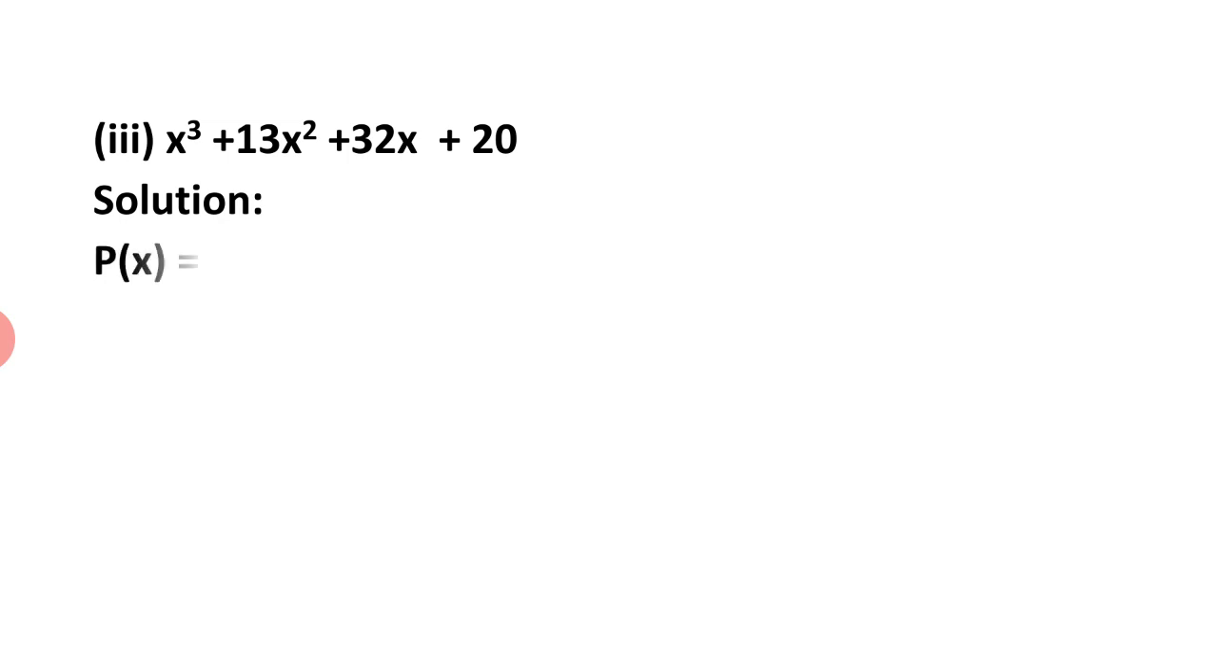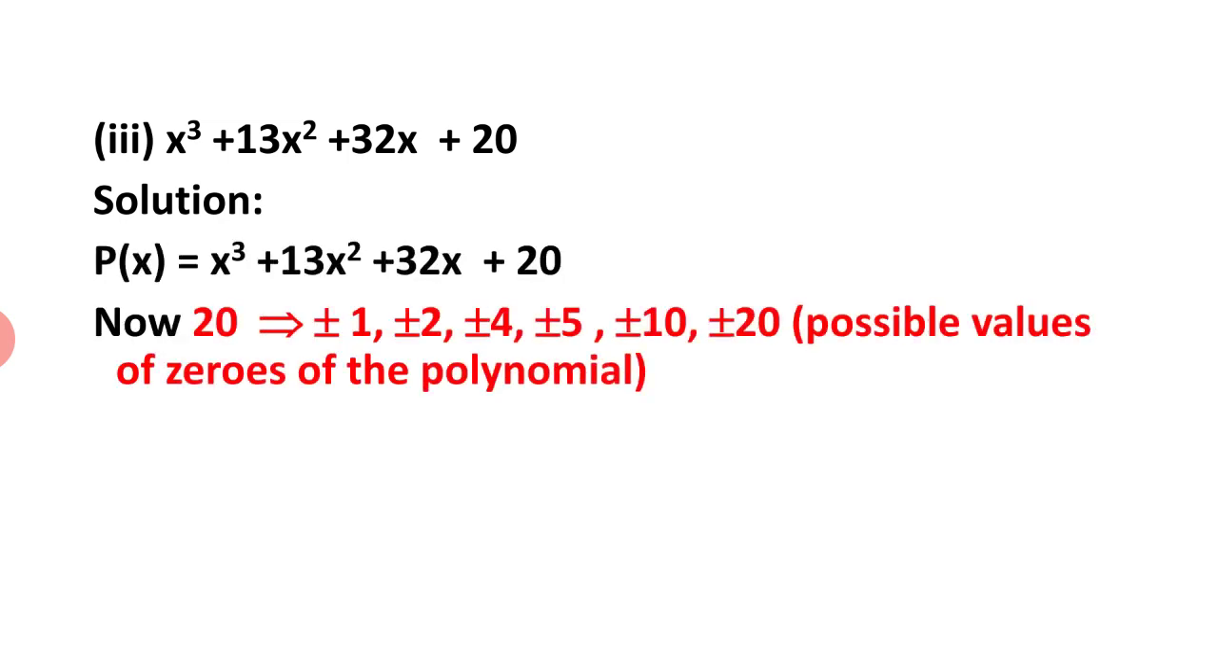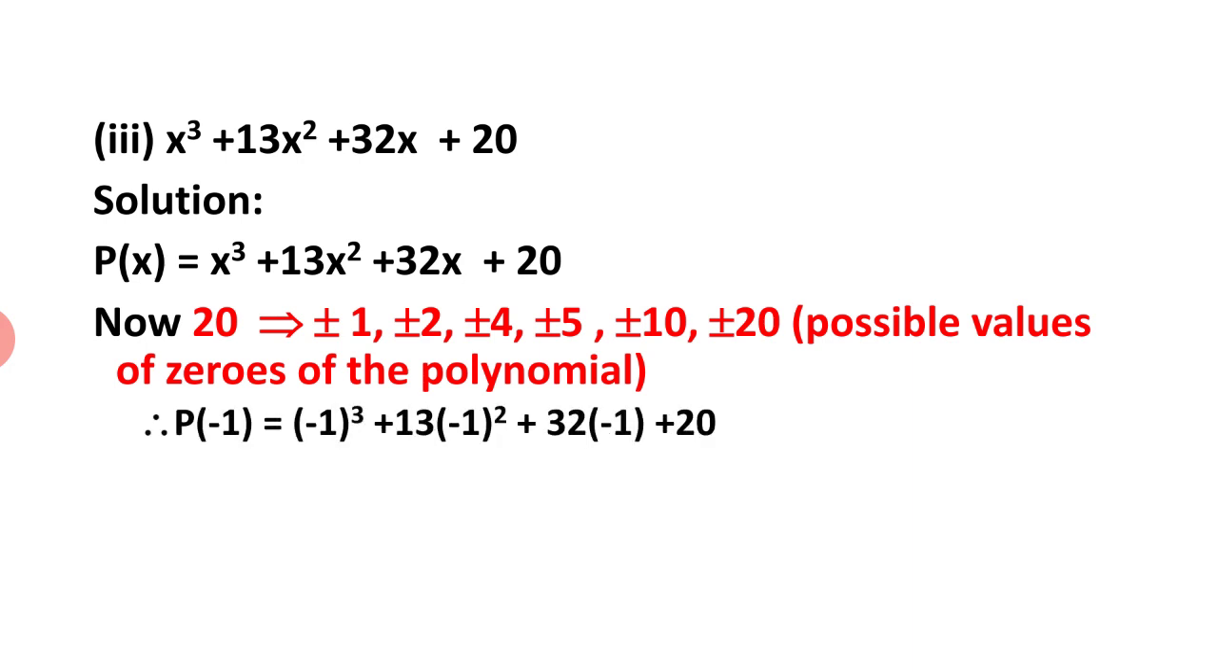So we write again solution p of x and then 20 is equal to plus minus 1, plus minus 2, plus minus 4, plus minus 5 and so on. Now all the terms are positive. That means no positive value will be 0 of the polynomial. Is it okay? So here you will directly go for all negative values.